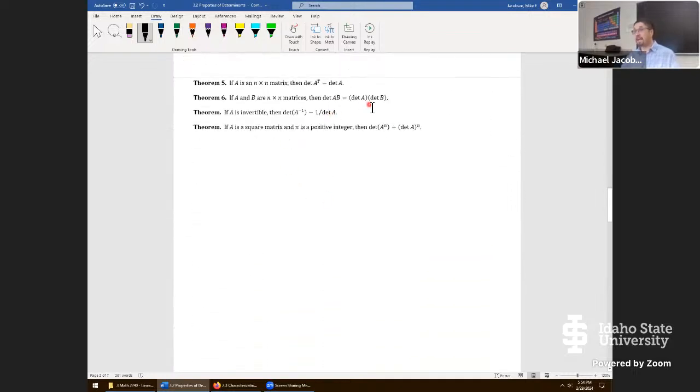Next property is massively important. It says if you take the determinant of A times B, and this is weird in mathematics, you get a factorization, determinant A times determinant B. It's, again, actually pretty weird to have a property that works in this nice way. Next one says, if you take the determinant of the inverse of A, you get 1 over determinant of A. Finally, the last theorem says, determinant of A to power n is written out this way.